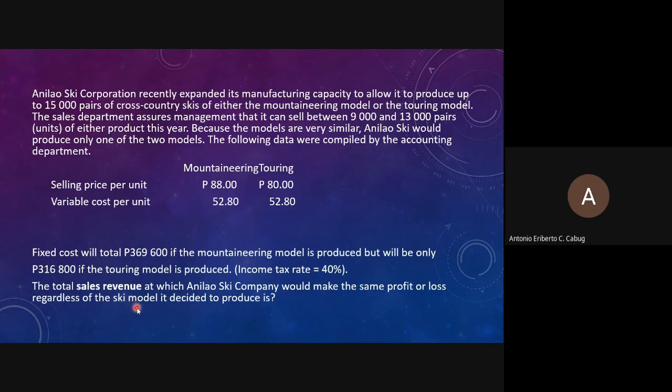Okay? So, reminders. This is my clue for you. If you can express the total contribution margin as the product of unit CM times the number of units sold, you may also express the contribution margin as contribution margin ratio times sales revenue. Tama ba? I will give you 3 minutes to answer this question. Hopefully, someone will answer.